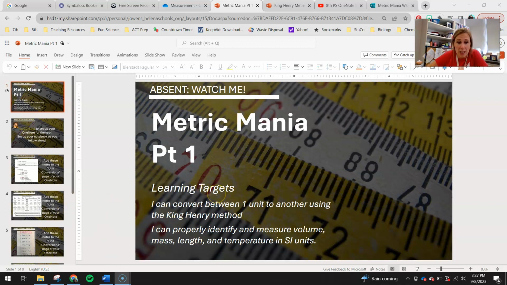Your learning targets for today: I can convert from one unit to another using the King-Henry method, which I'm going to explain to you. And I can properly identify and measure volume, mass, length, and temperature in SI units. So we're going to start talking a little bit about that as well.